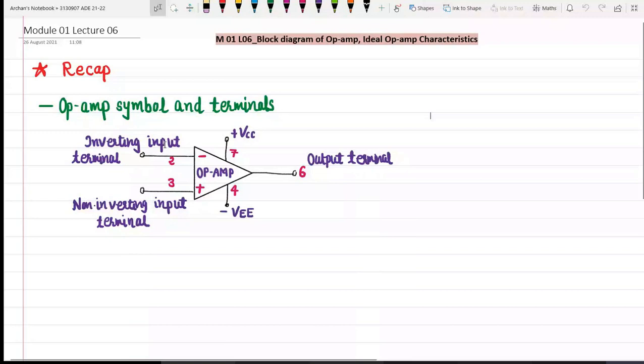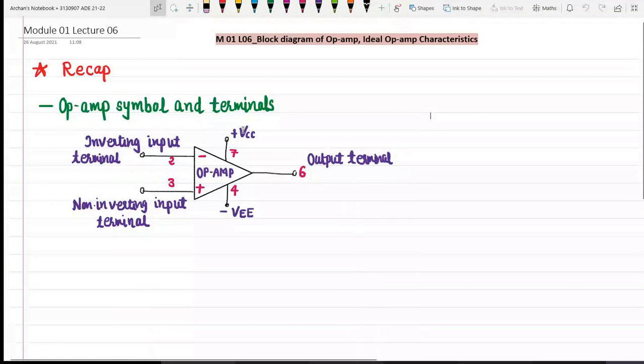And whenever we provide the input signal to pin number 3 with respect to ground, the output we get at pin number 6 will be in phase with the input signal. So there will not be any phase shift between the input and output signal. That is what we have seen. And pin number 4 and pin number 7 are the positive and negative power supply to be provided to the operational amplifier.